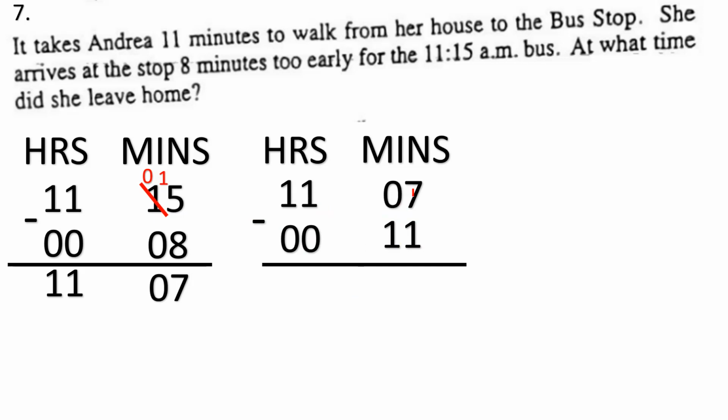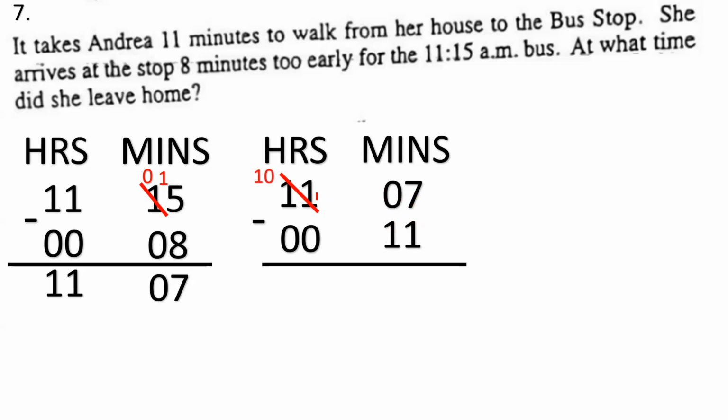If we try to do 7 minus 11, that's not going to work. Well, no, 7 minus 1 is right. That could work. But 0 minus 1, that cannot work. Let me repeat that. 7 minus 1 could work, but 0 minus 1 can't work. So we must borrow. And remember, we're borrowing a whole hour. So that's going to be 11 minus 1, which is 10.